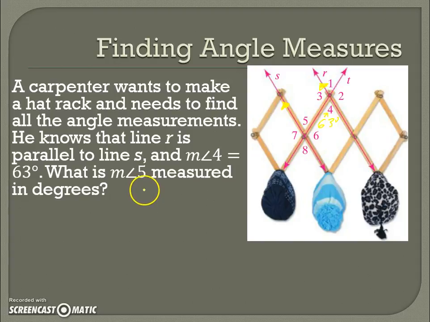What is angle 5? Well, here are my two lines. Angle 4 is 63 degrees. Is angle 5 related to angle 4? Well, yes, those two angles are alternate interior angles. And based on that definition from the slide before, alternate interior angles are congruent to one another. So if angle 4 is 63 degrees, then that must mean that the measure of angle 5 is also 63 degrees because they are alternate interior angles.